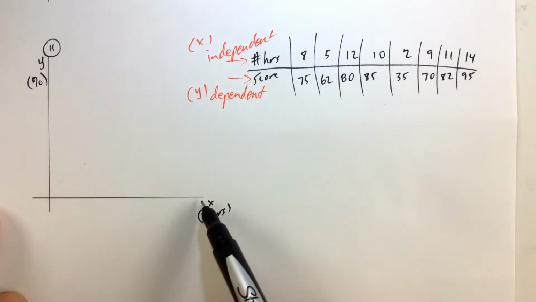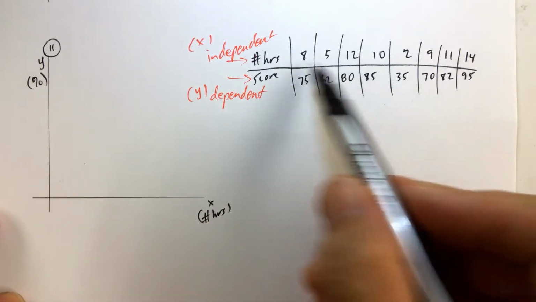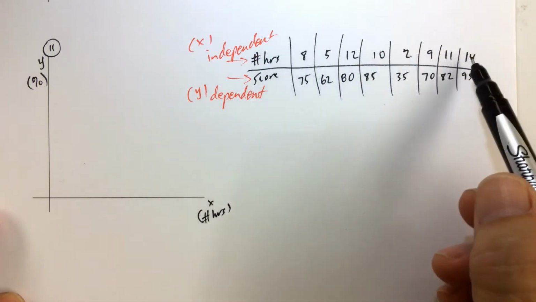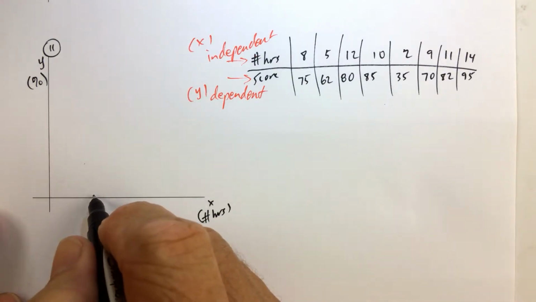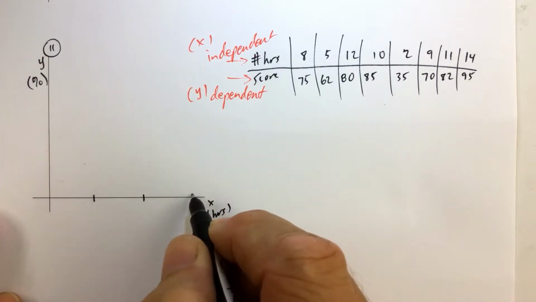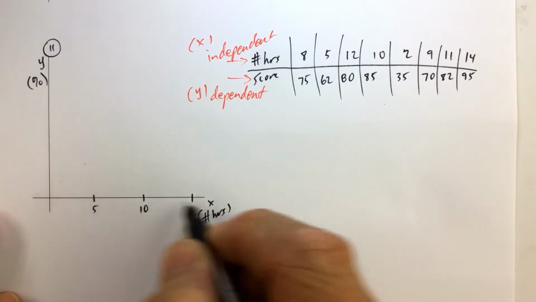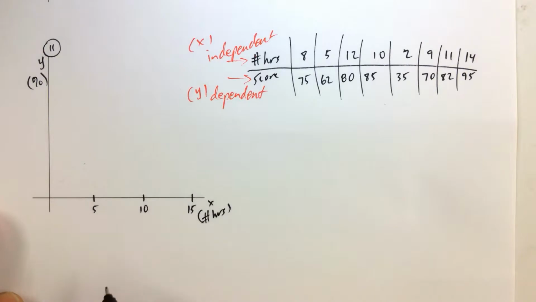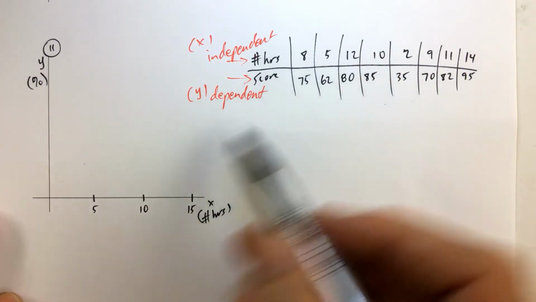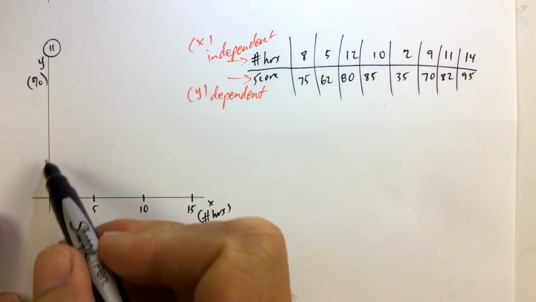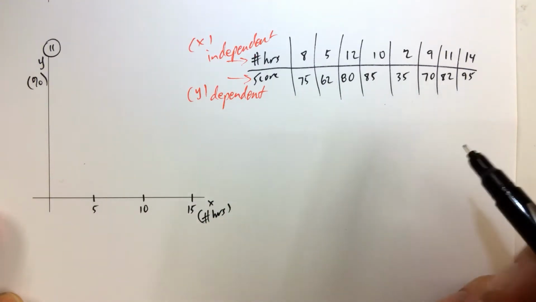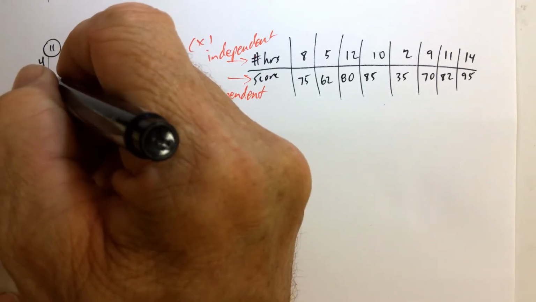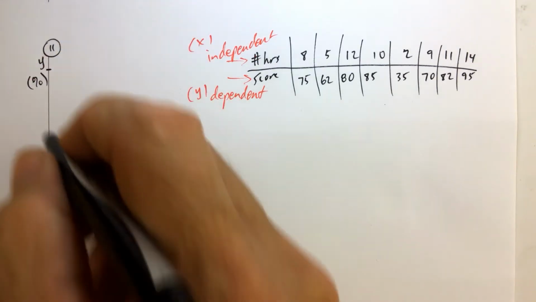Now, when we mark off our independent variable axis, you want to look at the largest number you have, and we have 14 as our largest number, 14 hours to study for that test. So let's mark it off by fives: 5, 10, 15. That's our horizontal axis. But on our vertical axis, don't start marking off 5, 10, 15, because we have to go all the way up to 95. So let's make sure we can get 100 in there. Let's put 100 up there.